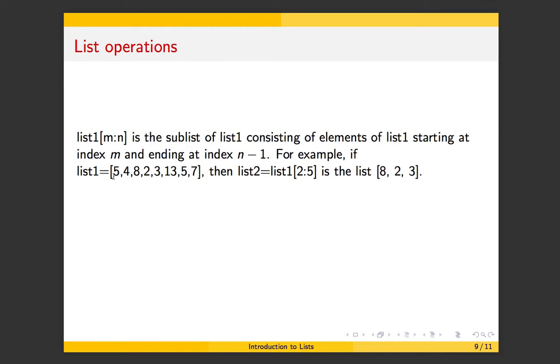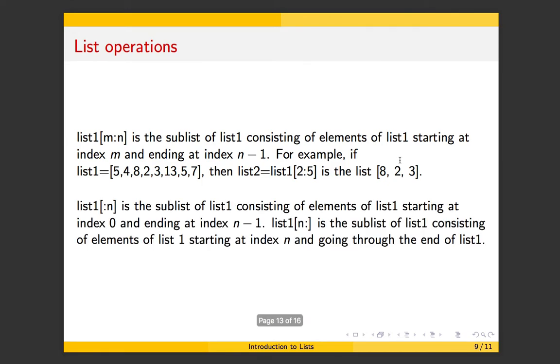For example, if list1 is this, and you create a command like this, list2, tell me what list1 is, but from 2 to 5, not including 5. Well, 5 is in position 0, right? 4 is in position 1. 8 is in position 2, so I pick that up, position 3, position 4 right here at the 3, and then position 5 is 13, but I don't include the 13. Okay, just like with strings, I'm not inclusive on the right.